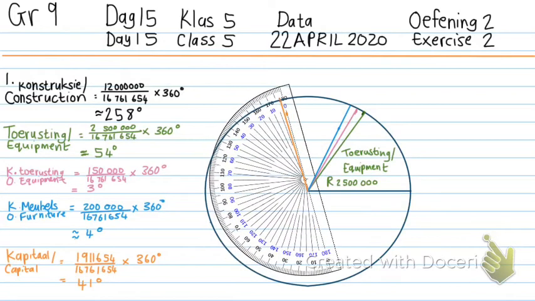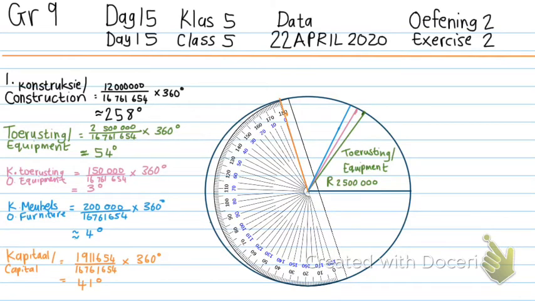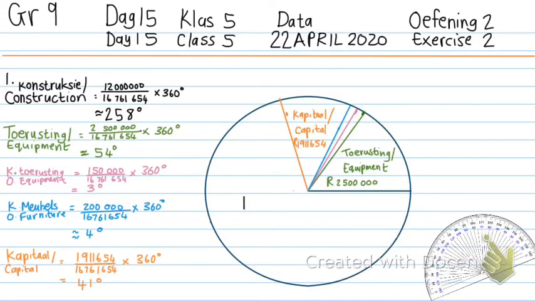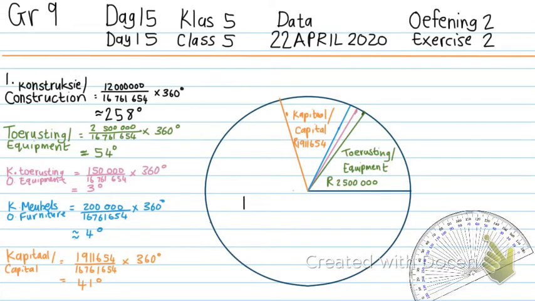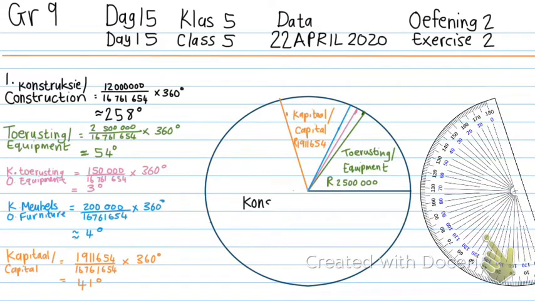And then I write in there capital and 1,911,654 rand. The blue one and the pink one also actually had to have some things written inside, but because they are too small, we're going to make another plan. Then whatever's left there should be construction. So the construction is the big part that was left.